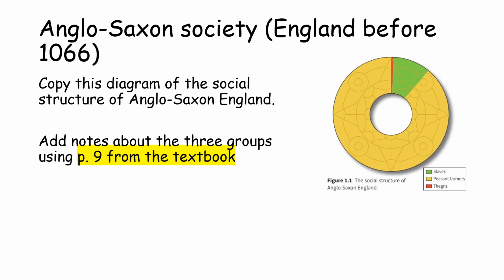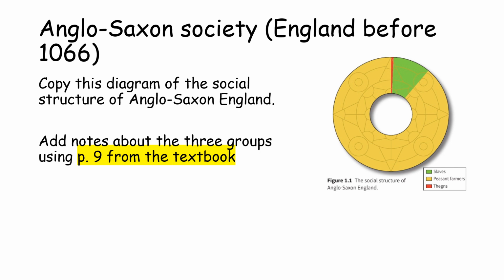Okay, first subheading then, Anglo-Saxon society. So we're looking at England before 1066. Remember, our work with this unit is looking at the impact of the Norman conquest and how much of a change it made to England. So first thing to do, copy the diagram. This is an Anglo-Saxon shield, that's why it's a slightly odd shape. Copy the diagram showing the slaves, the peasants and the thanes.